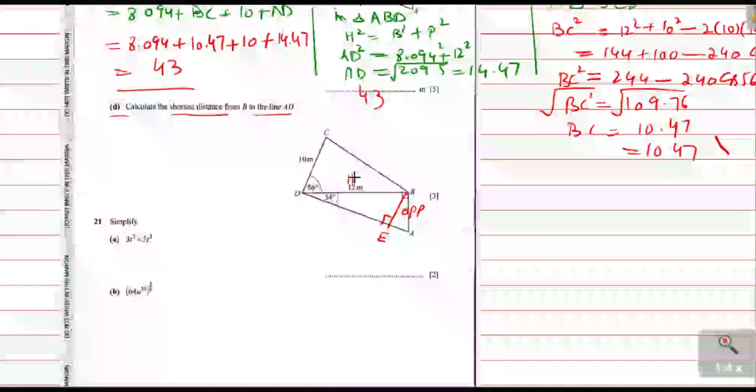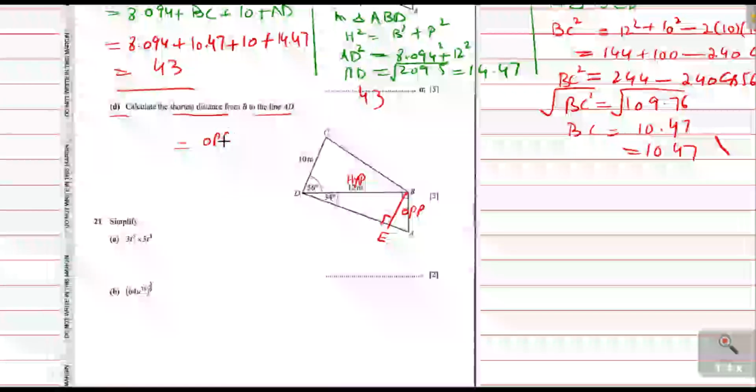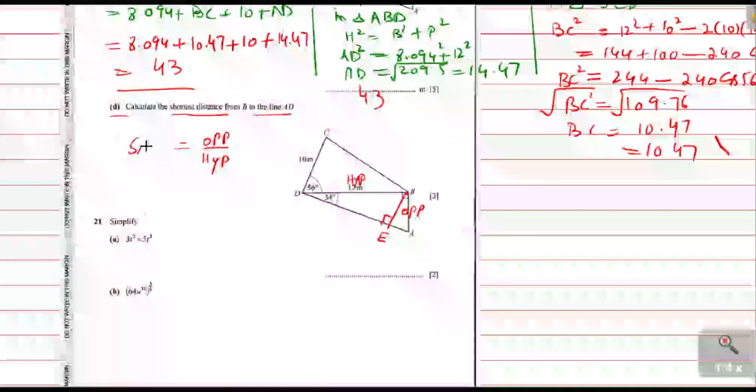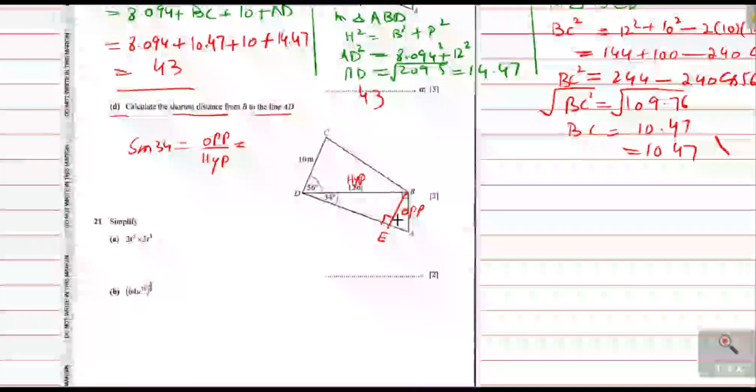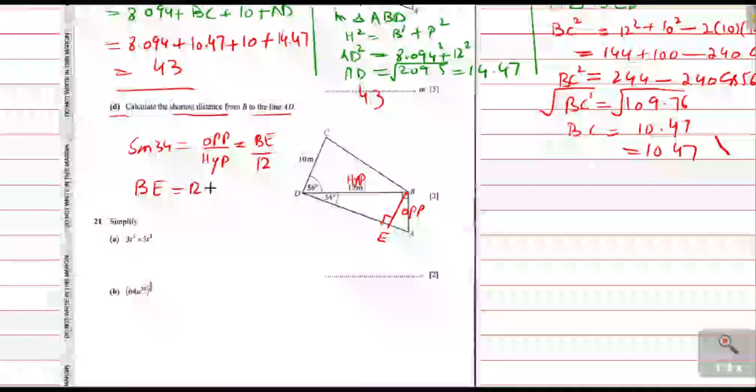This is hypotenuse. And opposite over hypotenuse will be equal to sine of angle 34. And sine 34 will be equal to opposite length is BE and hypotenuse is 12. Therefore, we can write BE equal to 12 into sine 34, and this will be equal to 12 into sine 34.